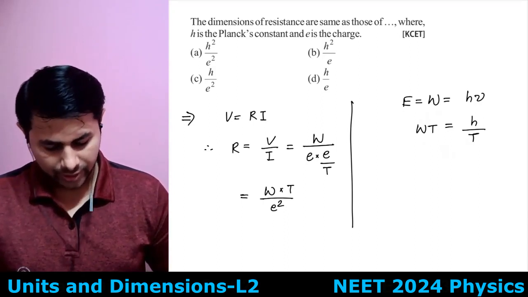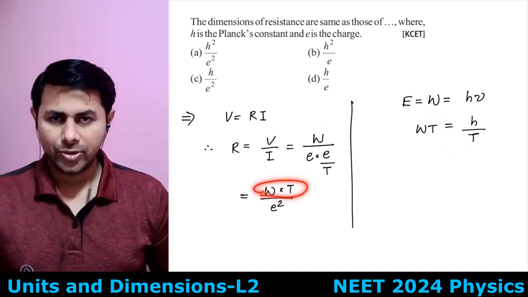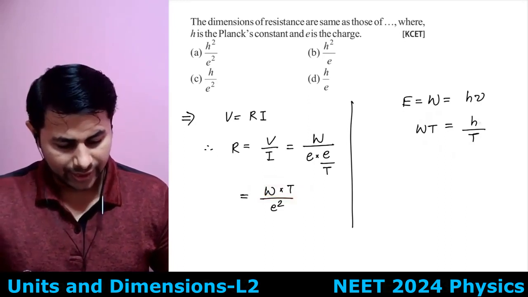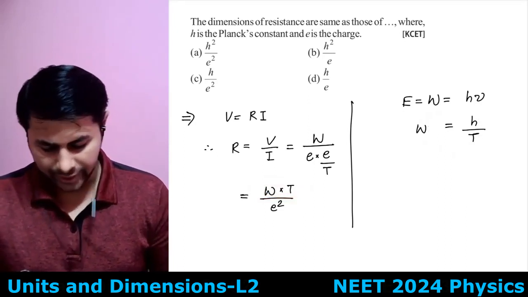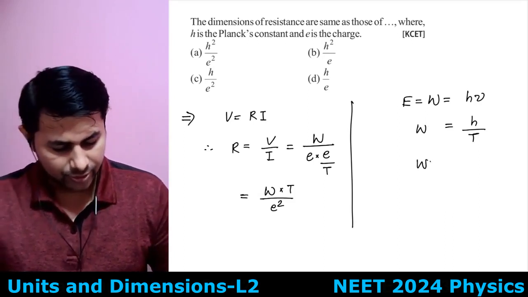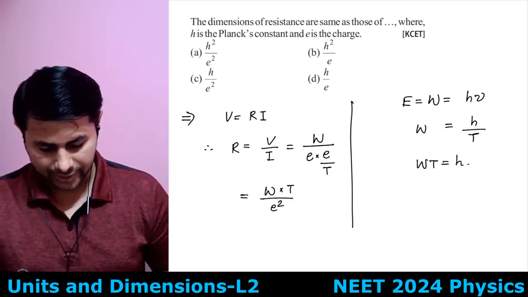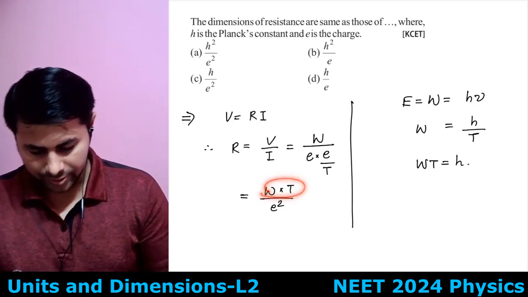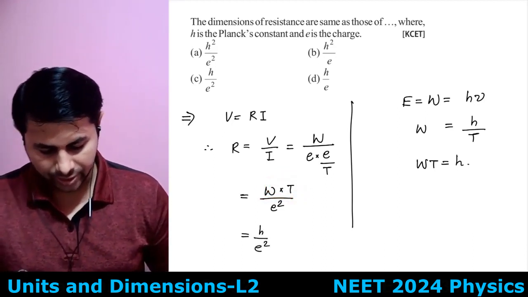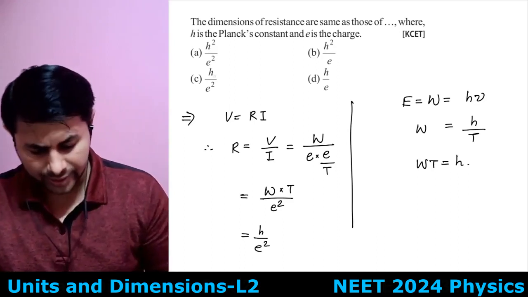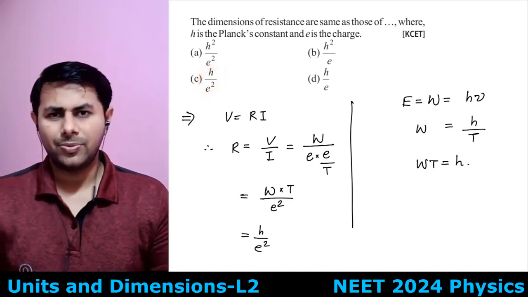Good. So in place of this W times T, work multiplied by T, I can substitute what? I can substitute H. So W times T is equal to H. I can substitute. So what do I get? H upon E square are dimensions of, I'm sorry, resistance. Okay, option C is the answer.